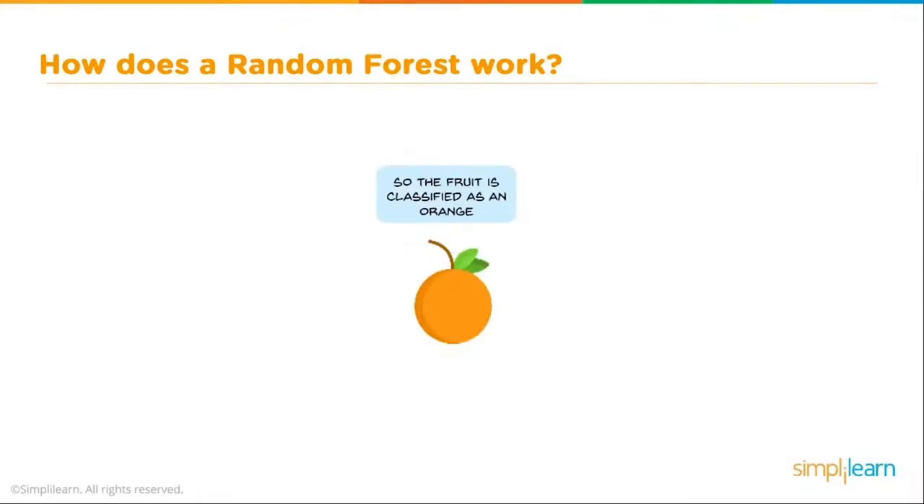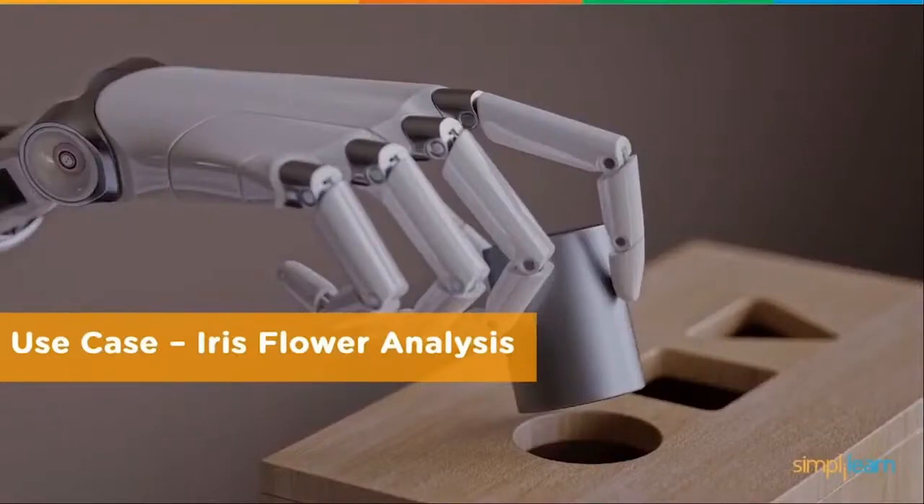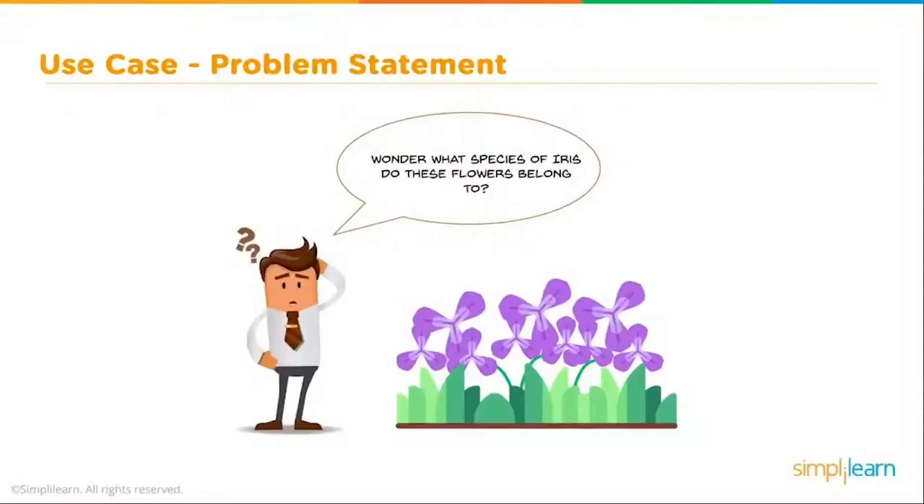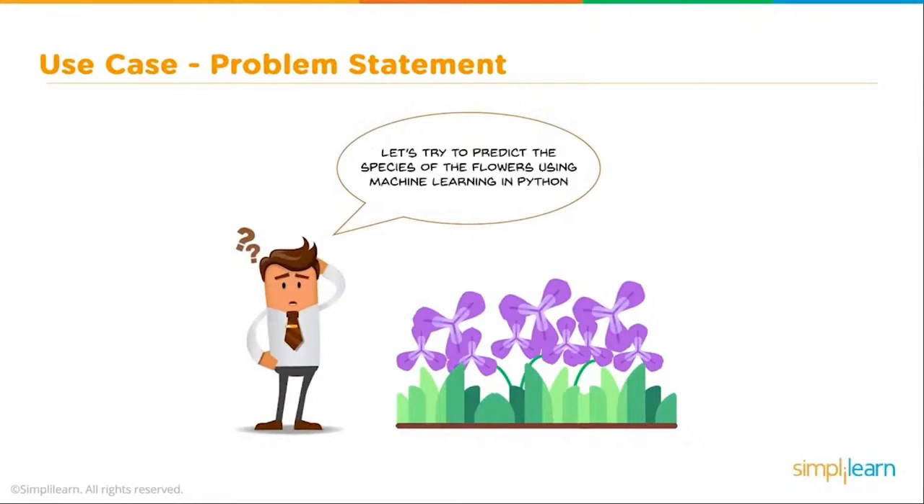So let's switch, and I did promise you we'd start looking at a case example and get into some Python coding. Today we're going to use the case, the iris flower analysis. Ooh, this is the exciting part as we roll up our sleeves and actually look at some Python coding. Before we start the Python coding, we need to go ahead and create a problem statement. Wonder what species of iris do these flowers belong to? Let's try to predict the species of the flowers using machine learning in Python.